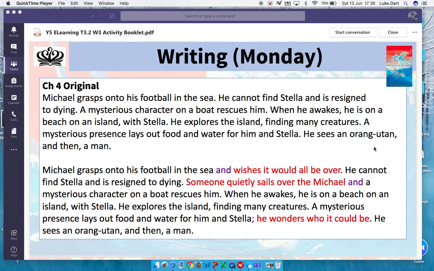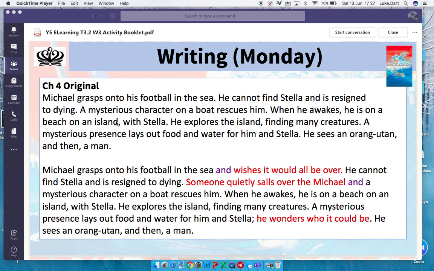Let's look at the next one. If you notice, it says, someone quietly sails over to Michael, and a mysterious character on a boat rescues him. In the original above, when he awakes, it says a mysterious character on a boat rescues him.